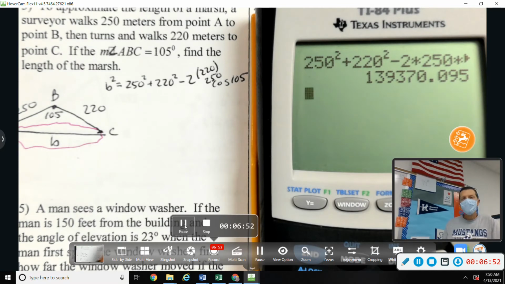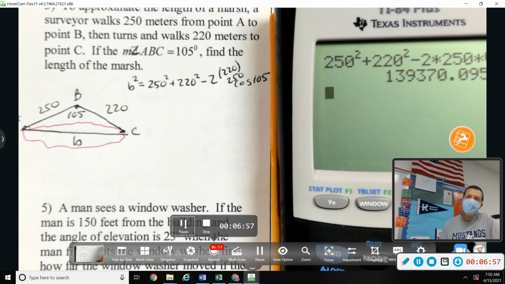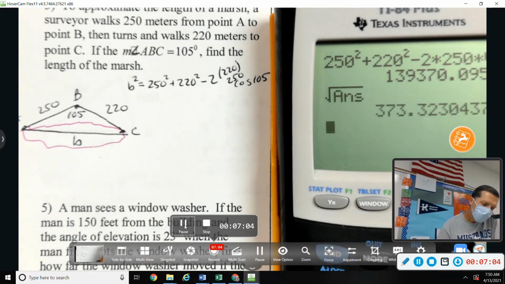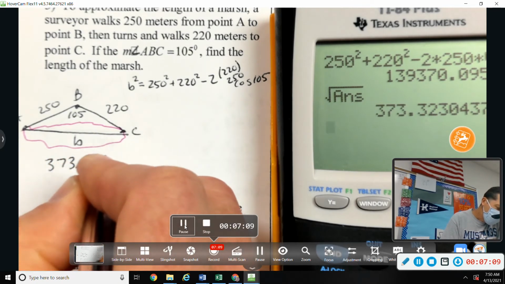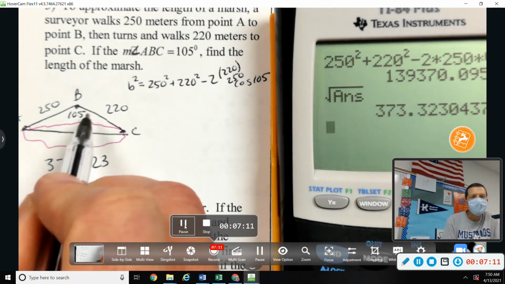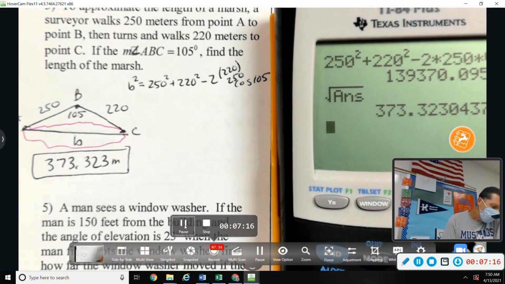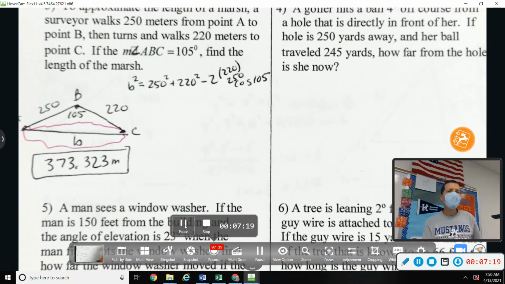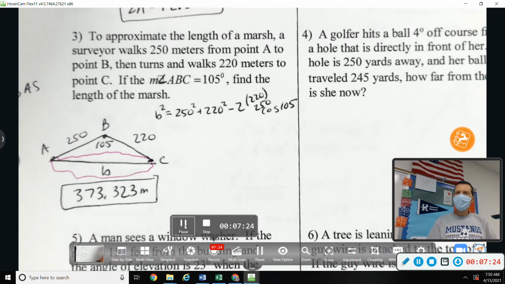But fortunately, when you're working with big numbers, surely you wouldn't say the length of the marsh is 139,000 meters. That would seem a little bit extreme. 373 seems reasonable, especially given that was an obtuse angle over there. Questions on that one? Pretty straightforward.